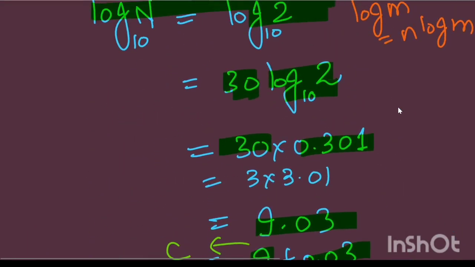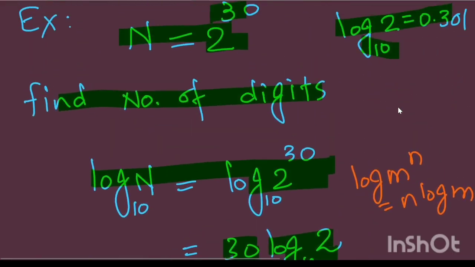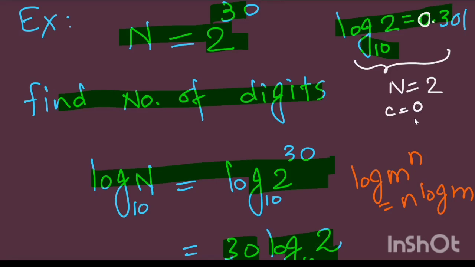We can take this simple example also, log 2. If n is 2, how many digits are there in 2? As you can see, the logarithm of 2 is 0.301. So c is 0 here, and the number of digits is 1. Okay, so c plus 1 is 1.